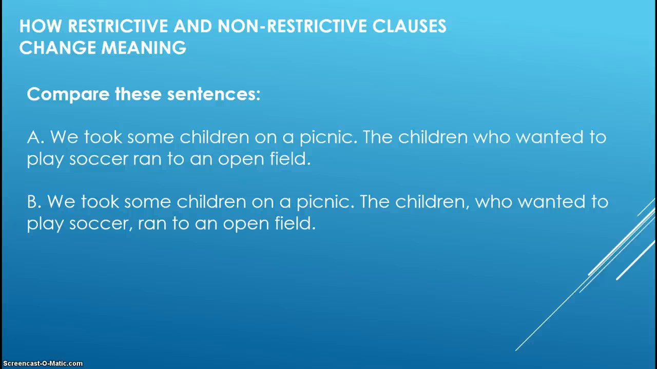Compare these two pairs of sentences, these two contexts. A, we took some children on a picnic. The children who wanted to play soccer ran to an open field. B, we took some children on a picnic. The children, who wanted to play soccer, ran to an open field. The words are identical. The only difference is I've identified this as a non-restrictive clause. It changes the meaning. These have a very distinct, different meaning.